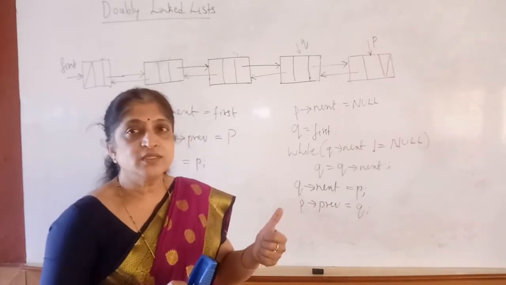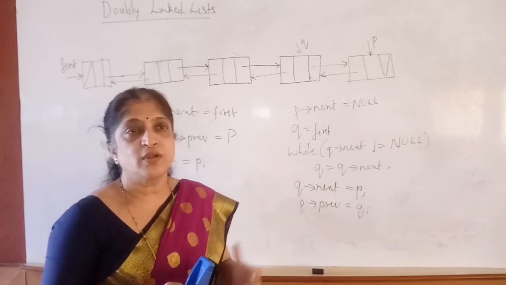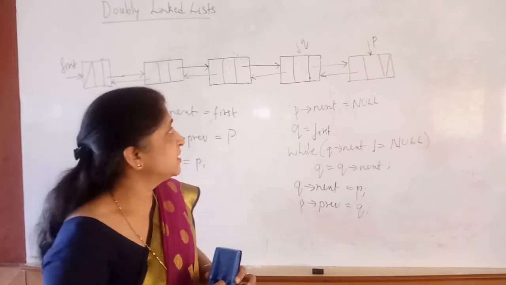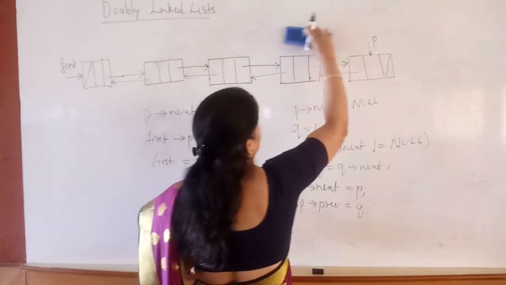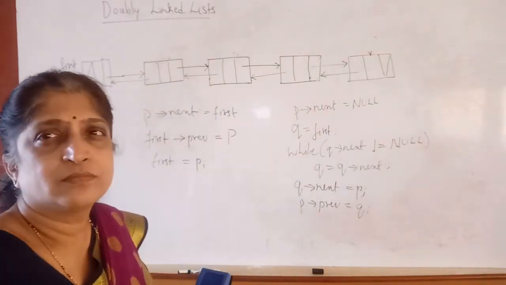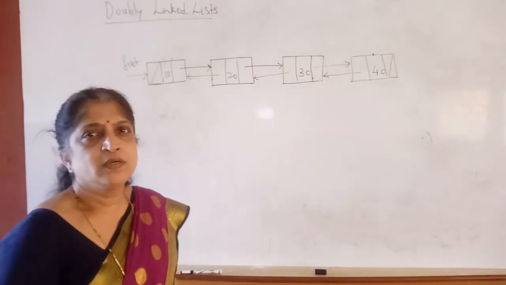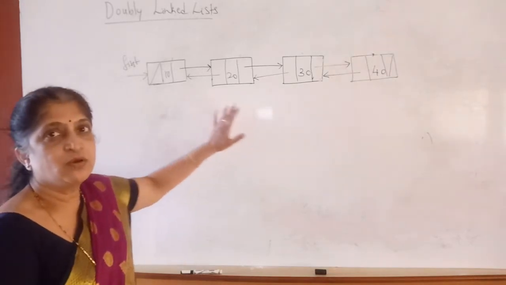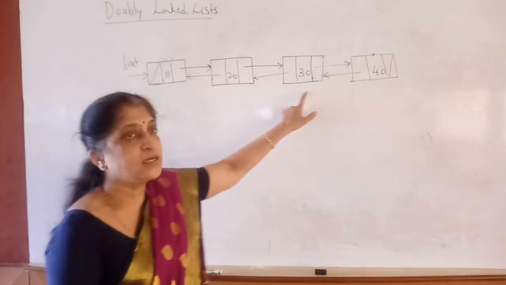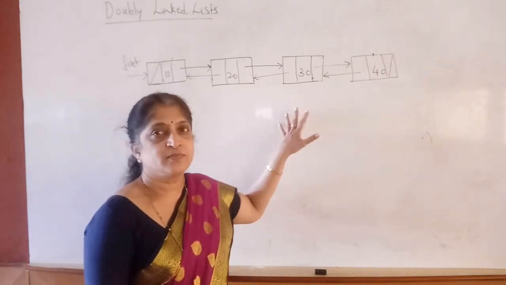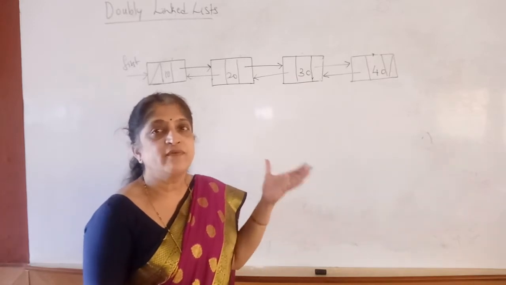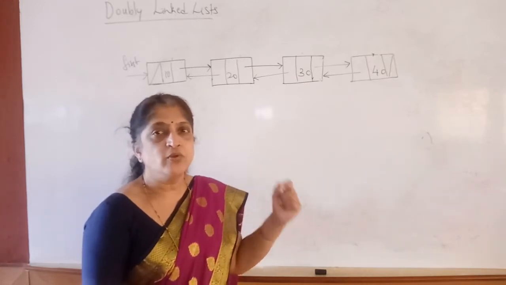Now, if we want to insert a node after a given node or before a given node, then how do we do that? Let's see the example. Here I have a W linked list with 4 nodes. I have the data 10, 20, 30 and 40 in this list. I want to insert a node 25 after the node with the value 20. How do we do that?